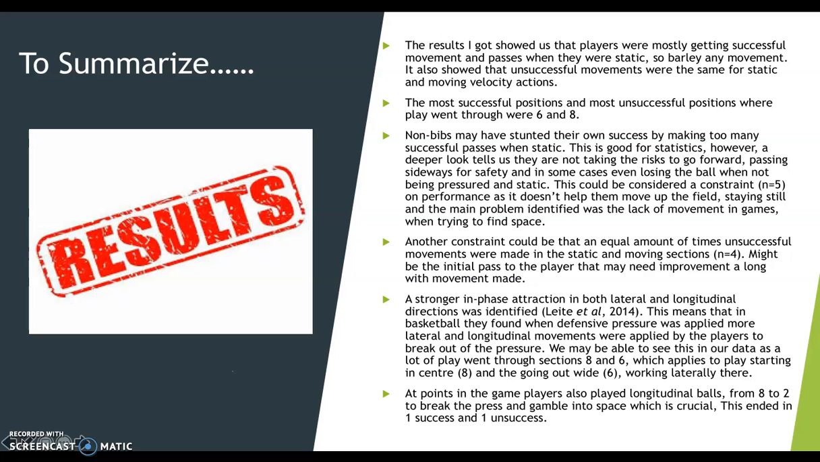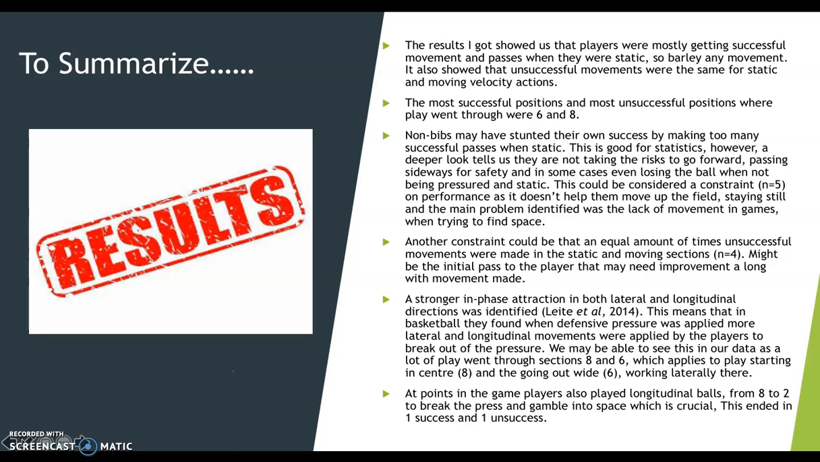Non-bibs may have stunted their own success by making too many successful passes when static. This is good for statistics, however, a deeper look tells us that they are not taking the risk to go forward, passing sideways for safety, and in some cases losing the ball when not being pressured and static. This could even be considered a constraint, because this happened 5 times in performance, and it doesn't help them move up the field. Staying still, and the main problem identified was the lack of movement in games.